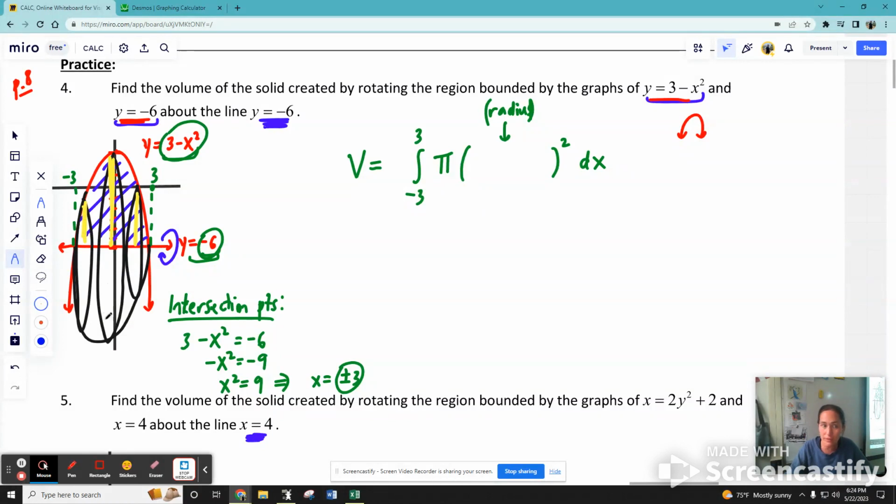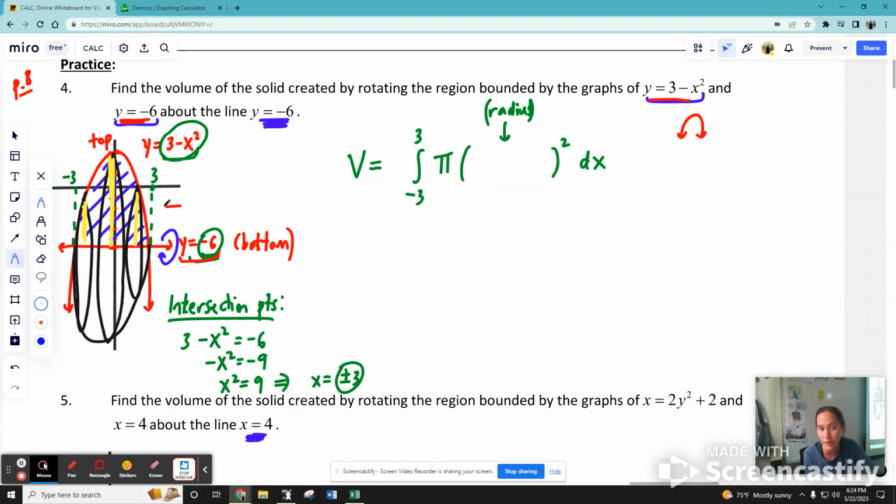And the big difference in problems like these that we've just started working on is that when you have some line of revolution that's not a coordinate axis, you generally have a top function, a function that bounds the shaded region from the top, and you have a bottom function, a function that bounds the shaded region from the bottom. So for this one, it reminds me of those area questions where we're going to integrate top minus bottom.